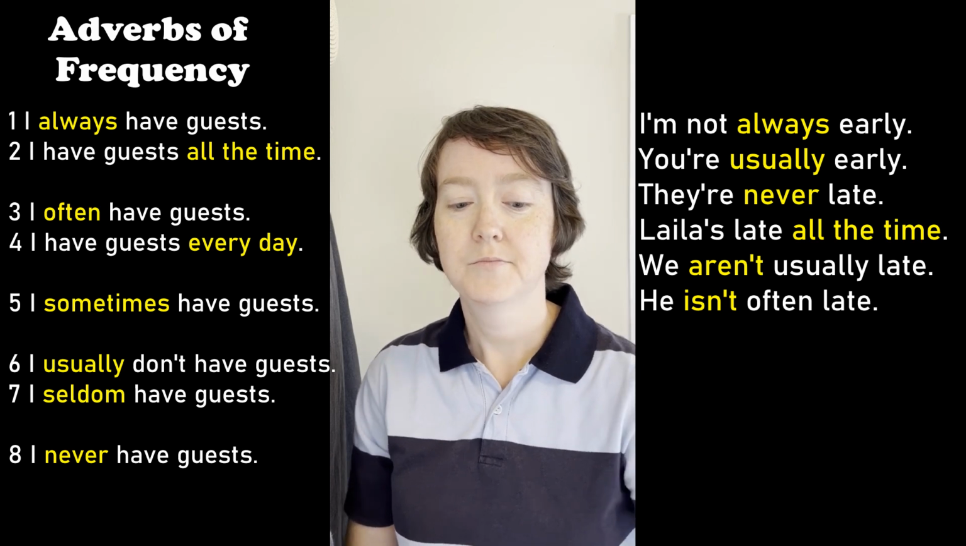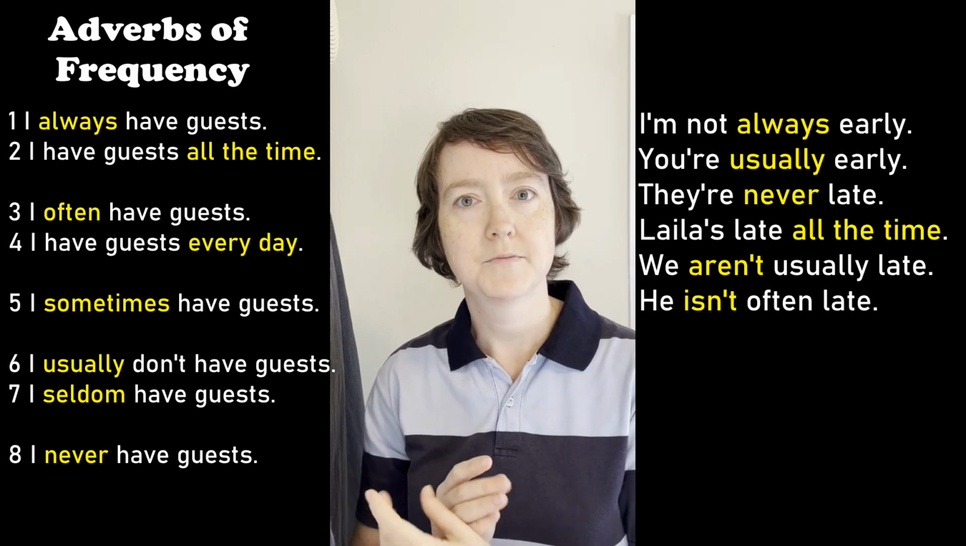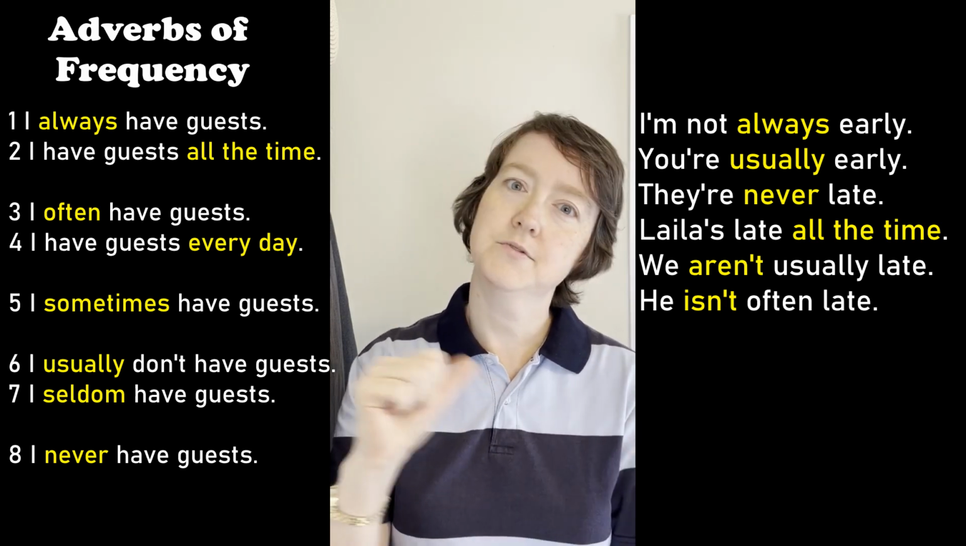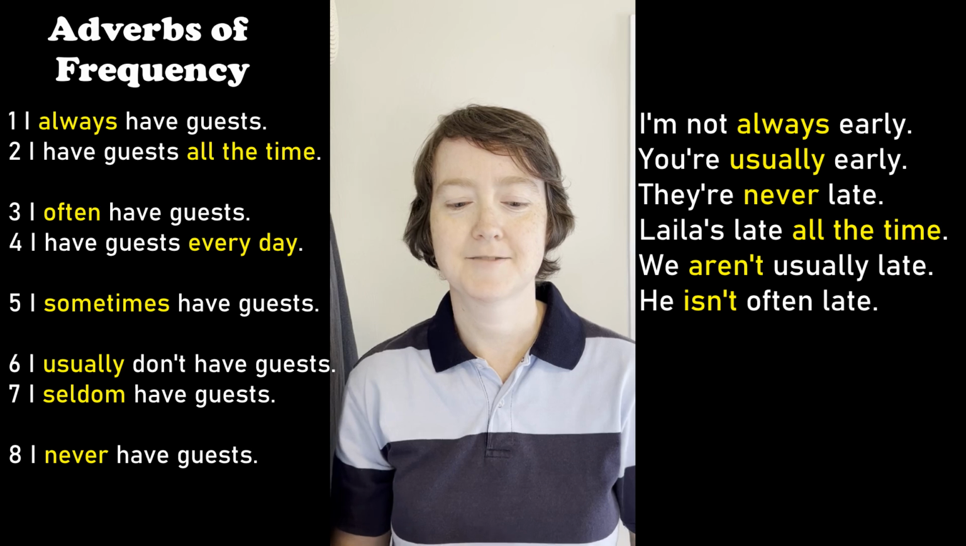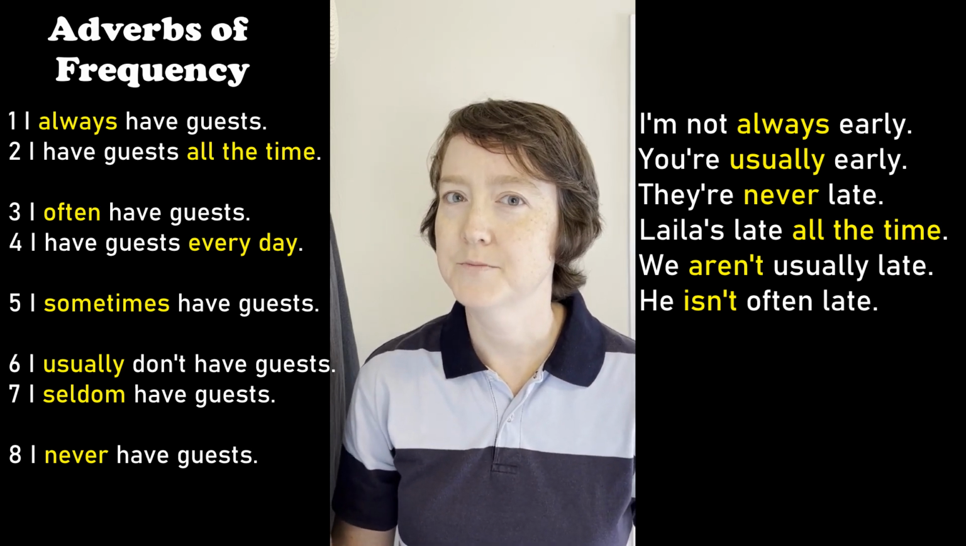To review, put one-word adverbs of frequency before most verbs, but after be. Put 2 or 3 word adverbs of frequency at the end of the sentence. Try talking about your habits using adverbs of frequency.